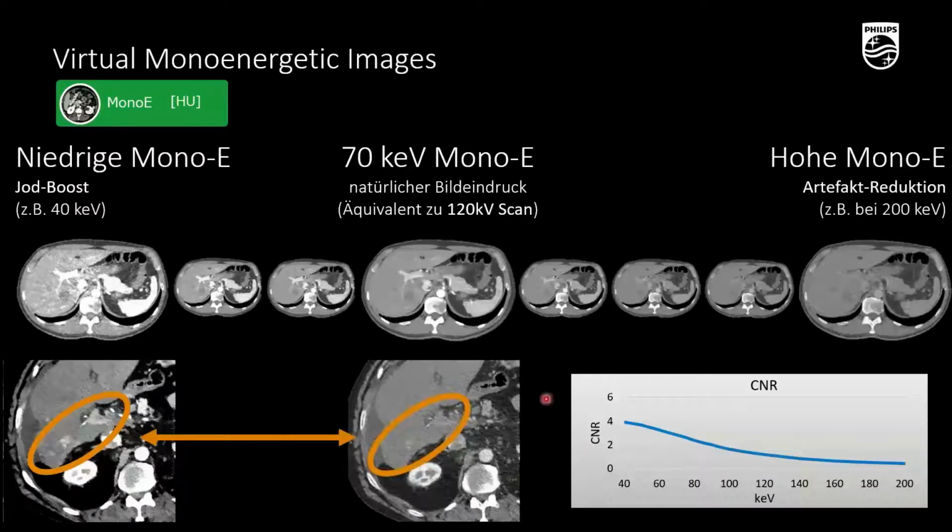Now, in general, if you simply lower the energy of the spectrum, for example, instead of 120 kilovolts peak, you go with 100 or 80, you do have higher contrast, but you'll also have more noise. And as I mentioned, with the dual layer, we're able to cancel out a lot more of the noise, so that while increasing the contrast, we keep the noise the same. So essentially we're increasing the contrast to noise ratio as we go into these images.